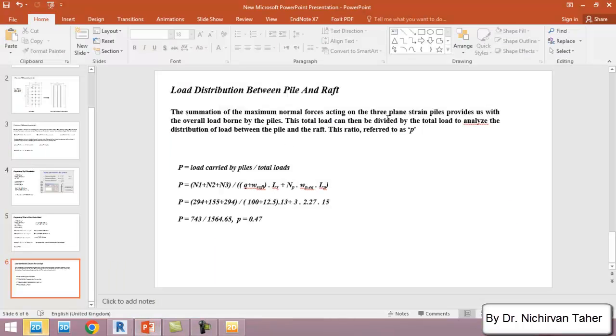Now I want to talk about the other thing, which is load distribution between pile and raft foundation. As we know, for piled raft foundation, some portion of the load is carried by the raft, and some portion is also carried by the pile foundation. So the formula is used like that: rho equals load carried by piles divided by total load. We have three piles in a plane strain model, which is three plates, divided by Q, which is the total load we apply to the raft foundation, plus weight of the raft times length of the raft, plus number of piles times equivalent weight of pile. Equivalent means the weight of the plate per meter times the length of the plate.